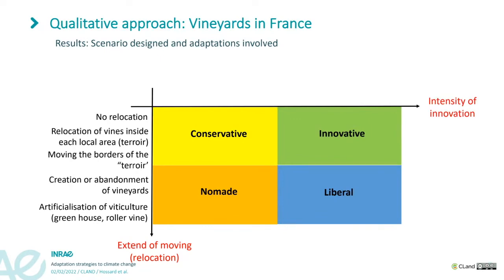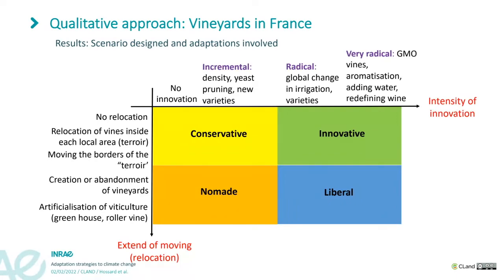So for moving, you have a range from no relocation to something that is even more than relocation, which is artificialization of viticulture. So no more terroir, no more anything. And in between, you have a range of options, which could be relocating vines within a terroir, changing the border of a terroir, etc. The larger the relocation, the more nomad is the vineyard adaptation strategy. And for intensity of innovation, you go from no innovation to very radical ones. I use their vocabulary, which is radical here, but which could be transformational according to what I said just before.